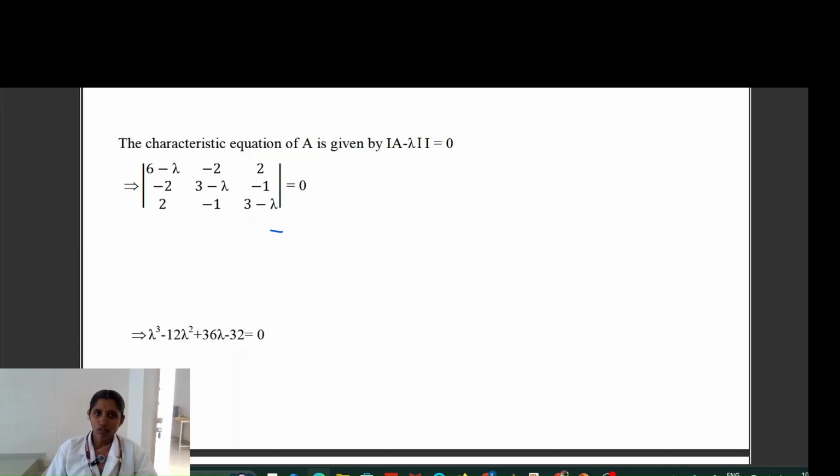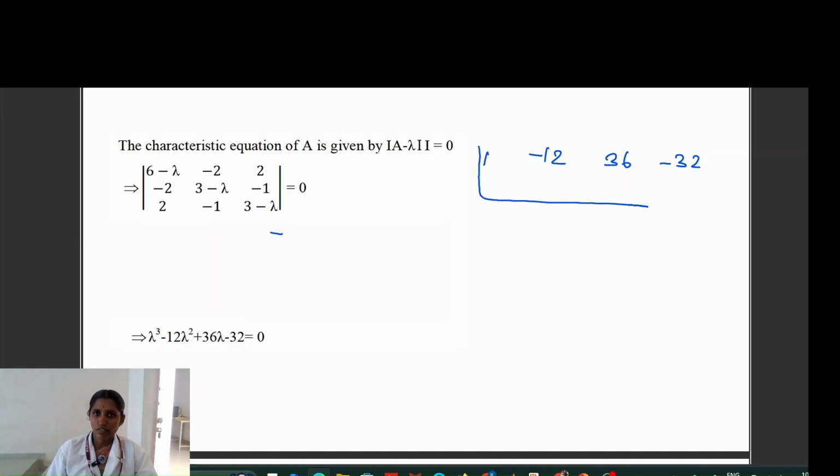The first one, the coefficient of lambda cube, 1. Next, coefficient of lambda square, minus 12. Coefficient of lambda, 36. Last value, minus 32. By using the synthetic division method, we solve it. I use the value 2. So 1 into 2, 1 plus 0, 1. 1 into 2, 2, minus 12 plus 2, minus 10. Minus 10 into 2, minus 20, 36 minus 20, 16. 16 into 2, 32. So we get the value 0.